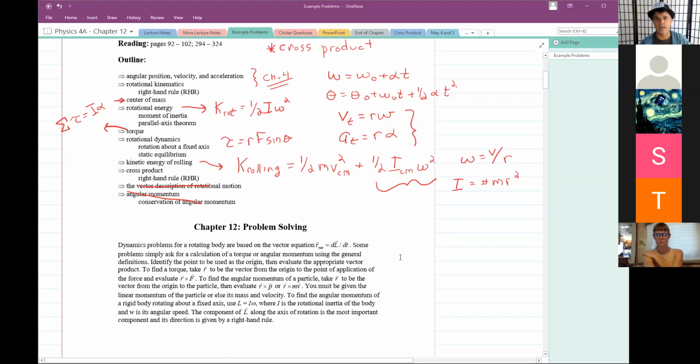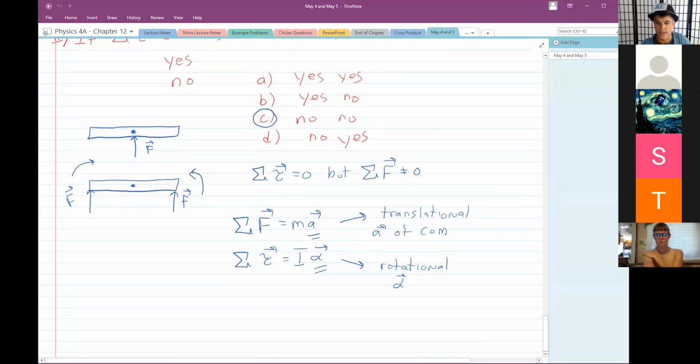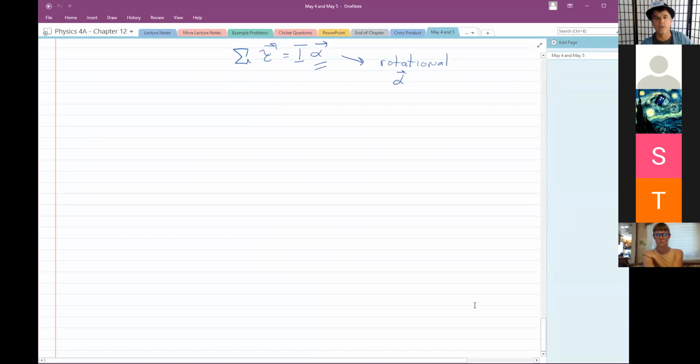Share screen. So let's say I had a rolling sphere, and I wanted to know something about the kinetic energy of the rolling sphere. So if I've got a sphere which is rolling, moving through space with some speed v. And again, that's the speed of the center of mass.